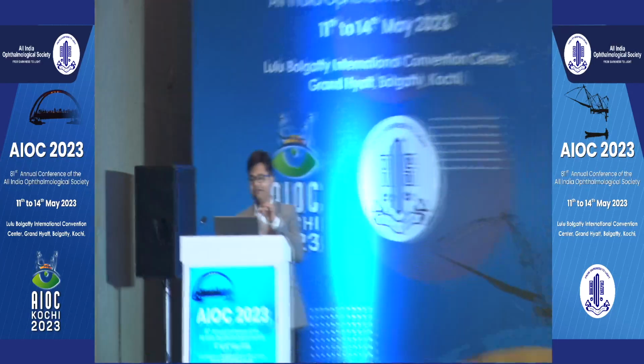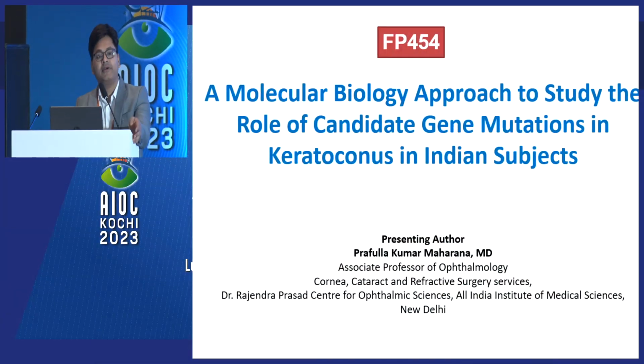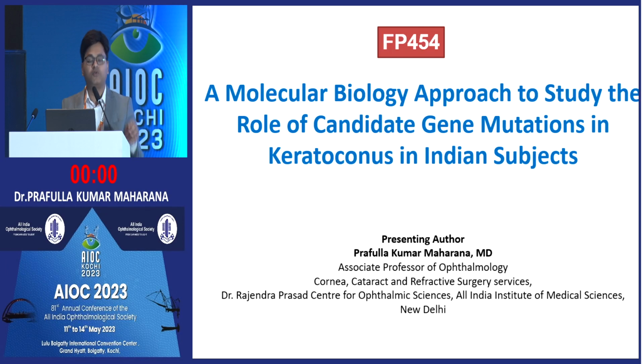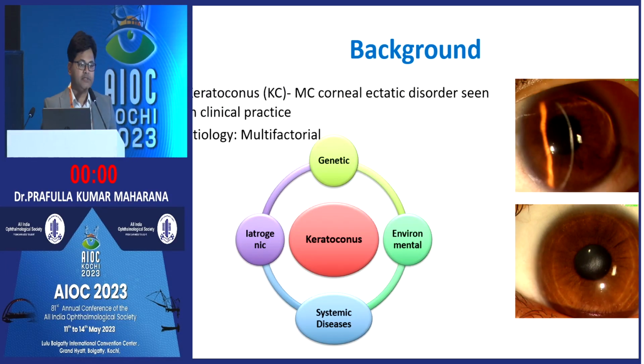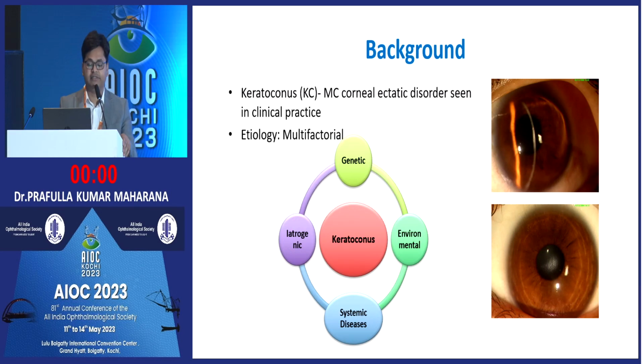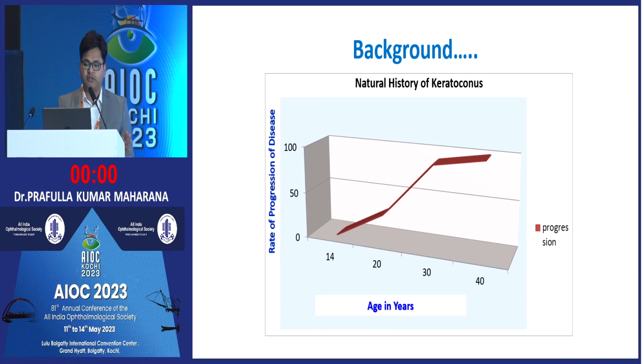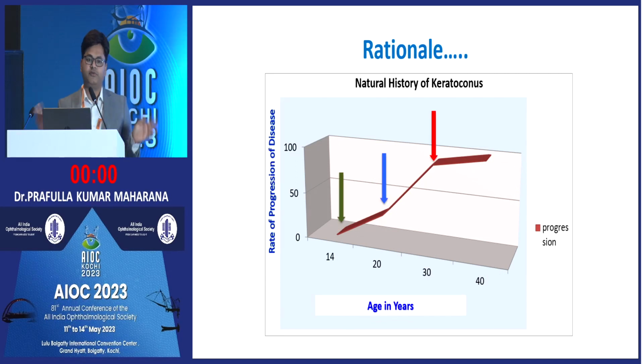So I'll be presenting my work on a molecular biology approach to study the role of candidate gene mutations in keratoconus in Indian subjects. The background of this study was that keratoconus is of multifactorial cause. As you can see in this chart, patients who are genetically predisposed, once they are exposed to environmental factors like pollens, allergy, conjunctivitis, or systemic diseases like connective tissue disorders like Down syndrome, or iatrogenic causes like refractive surgery, they develop keratoconus.